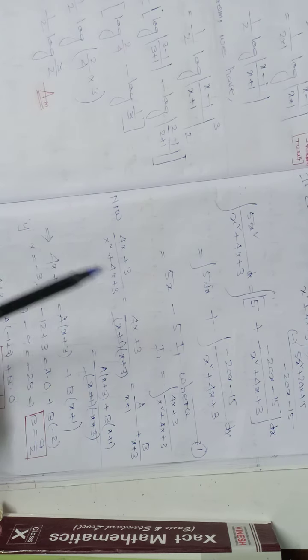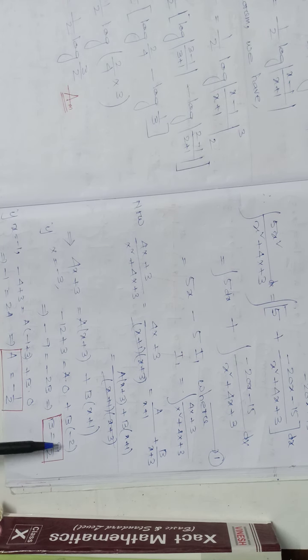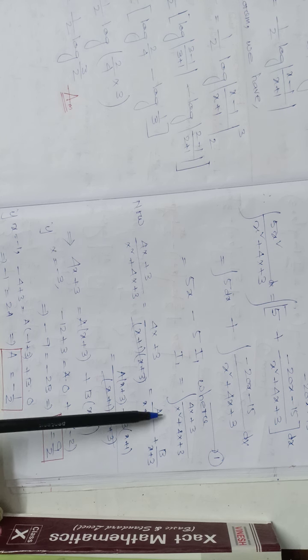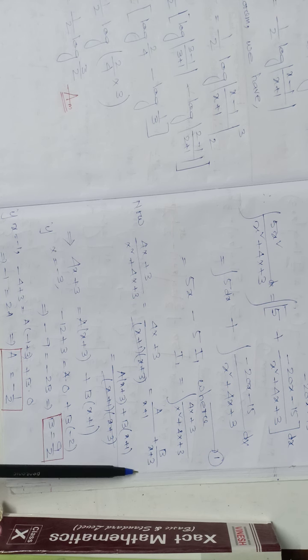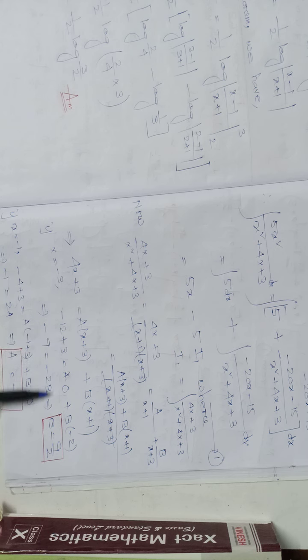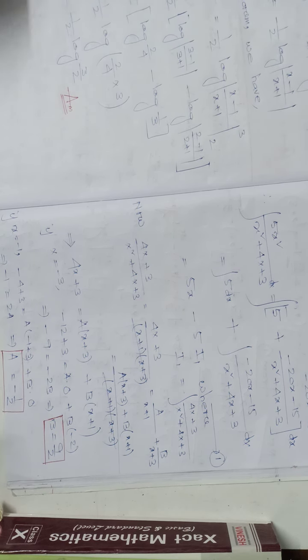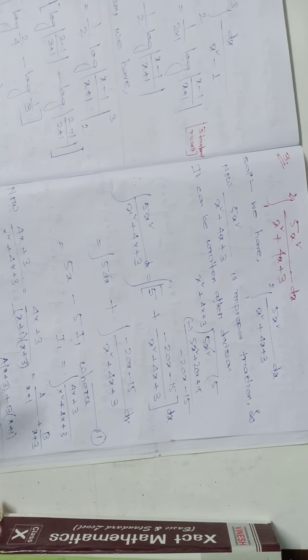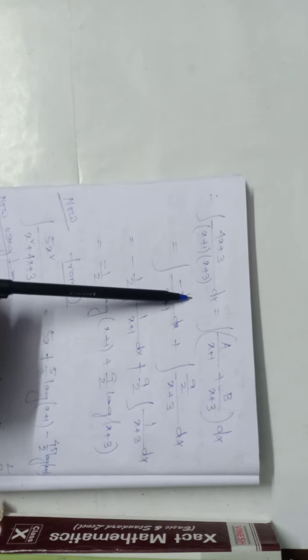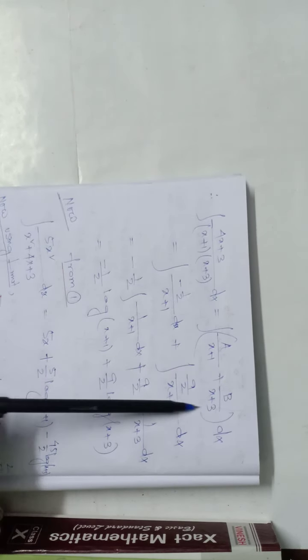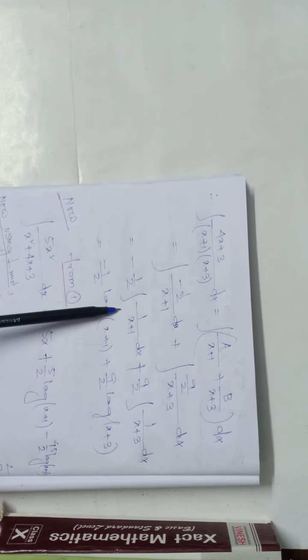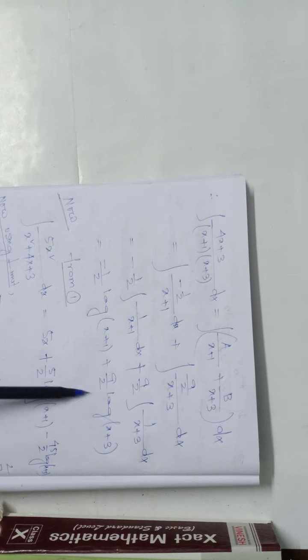After splitting, we can easily find out the values of A and B, because we can take it as A by (x plus 1) plus B by (x plus 3), as I have discussed. So the value of A will be minus half and the value of B will be 9 by 2. Now putting the values of A and B in this, this fraction reduces to A by (x plus 1) plus B by (x plus 3), so minus half by (x plus 1) plus 9 by 2 (x plus 3) dx, giving minus half log (x plus 1) plus 9 by 2 log (x plus 3).